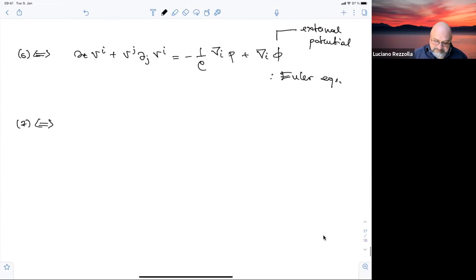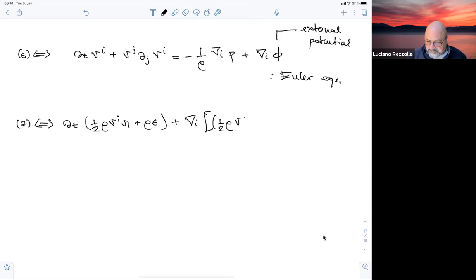Then 7. I will discuss them in detail in a second, but I just want to write them first. ∂_t of (1/2 rho v² plus rho epsilon) plus ∇_i of ((1/2 rho v² plus rho epsilon plus p) v^i) is equal to minus rho v^i ∇_i phi. And this is the energy equation.